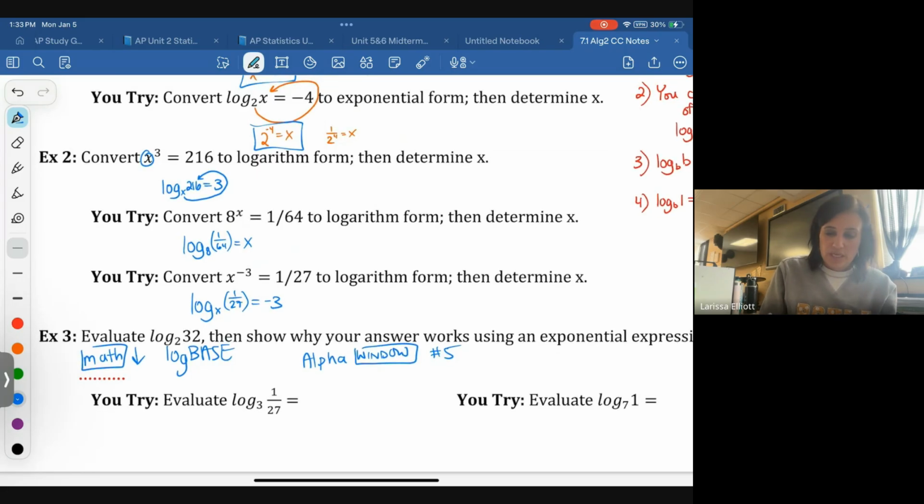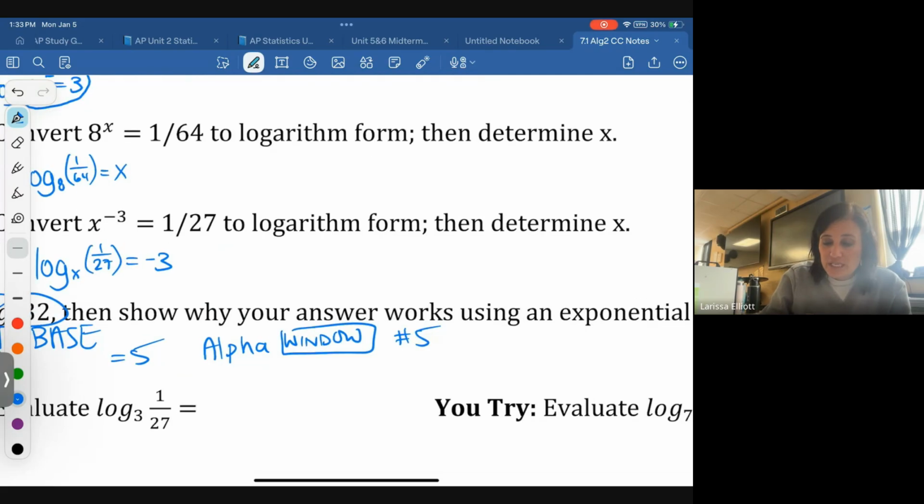So the answer to log base 2 of 32 is 5. Now, when you're done with your homework, you're going to have some of these problems. It seems pretty simple, you just put it in your calculator. When you're done, you'll have log base 2 of 32 equals 5. I also want you to add this: 2 to the 5th power equals 32.